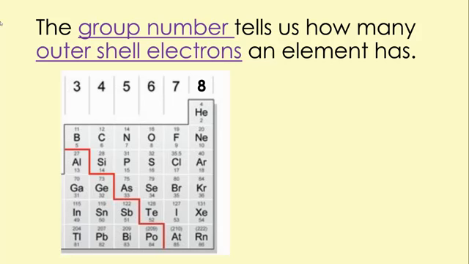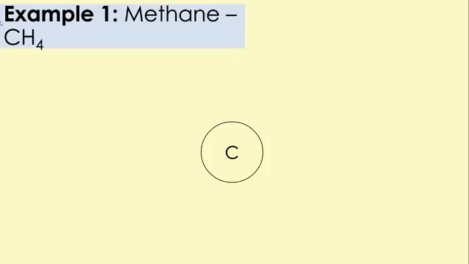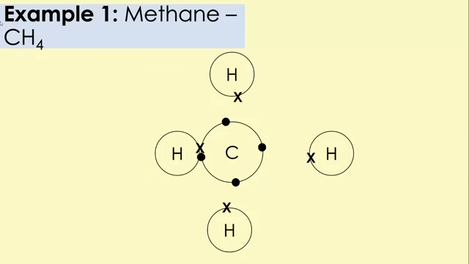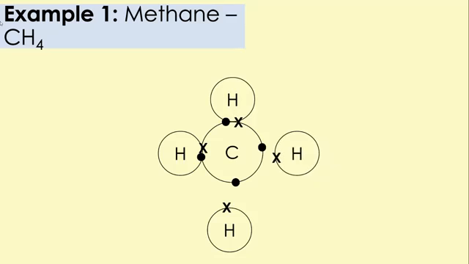Now we're going to look at carbon. Carbon is in group 4, and we should hopefully remember that the group number tells us how many outer shell electrons an element has. Carbon is in group 4, so it has 4 electrons in the outer shell. If we look at methane, which is a simple covalent compound, carbon has 4 electrons in the outer shell, and then we need 4 hydrogens. Each of those hydrogens overlaps to give us our methane compound.